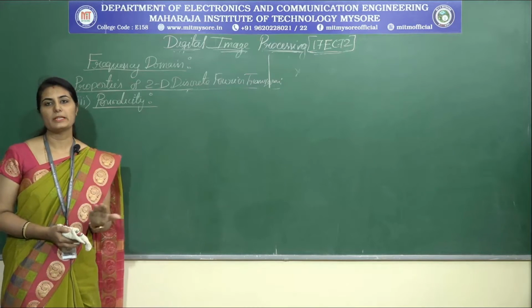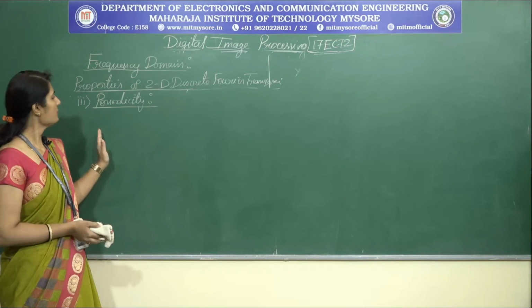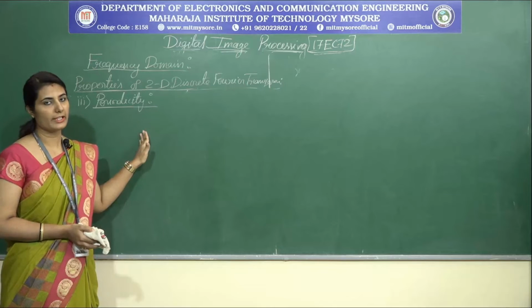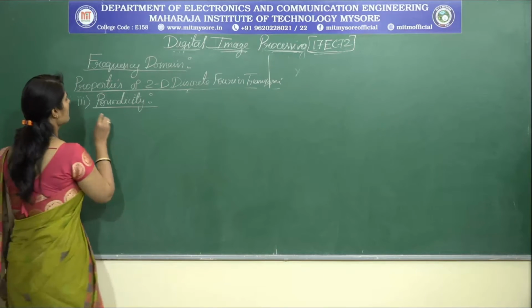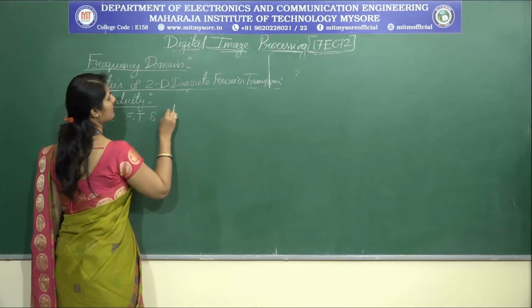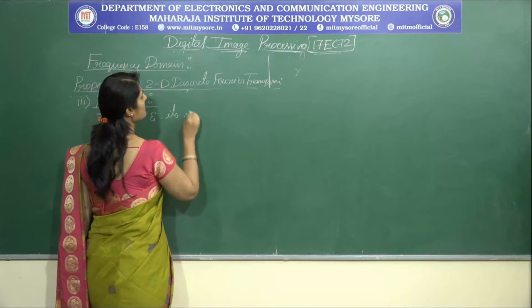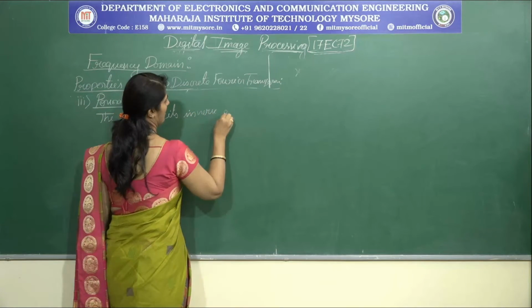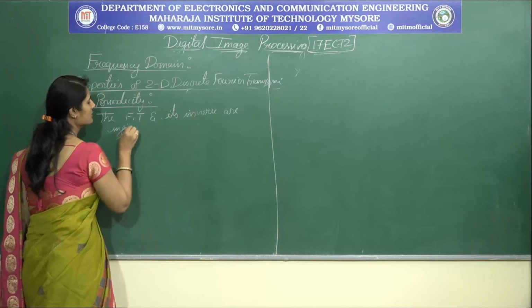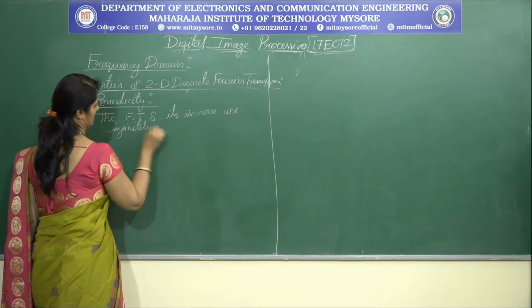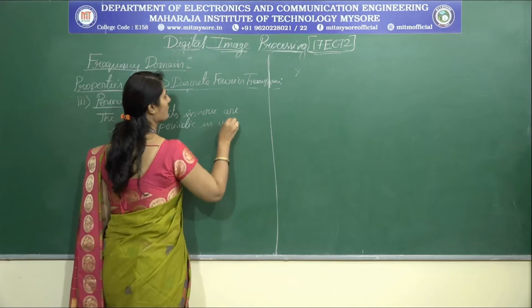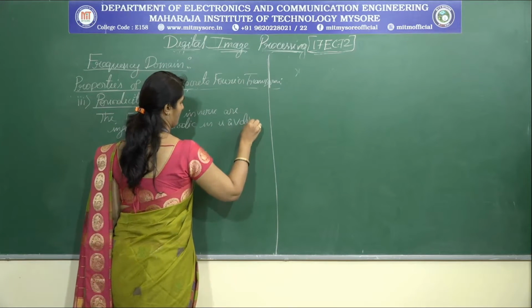So the next property is periodicity. The Fourier transform and its inverse are infinitely periodic in u and v directions.